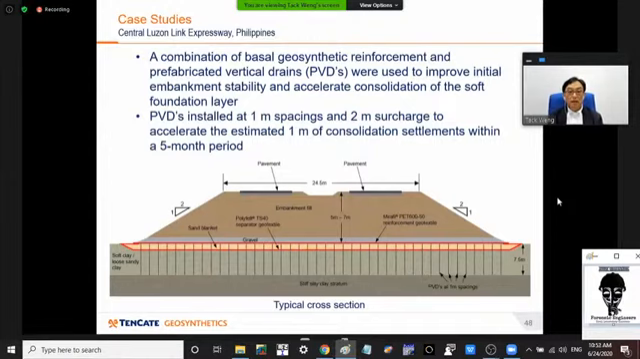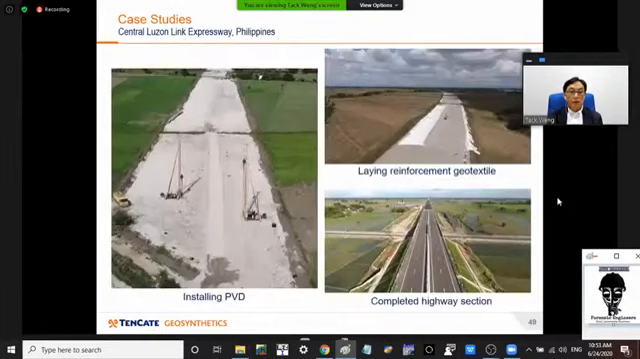The PVDs were installed at 1 meter spacing, and basal reinforcement was also used. On top of that, a 2 meter surcharge was used, and the waiting time was 5 months before the pavement was added on. Here are some pictures showing the installation of PVD on the left side, the laying of reinforcement here, and the completed highway.